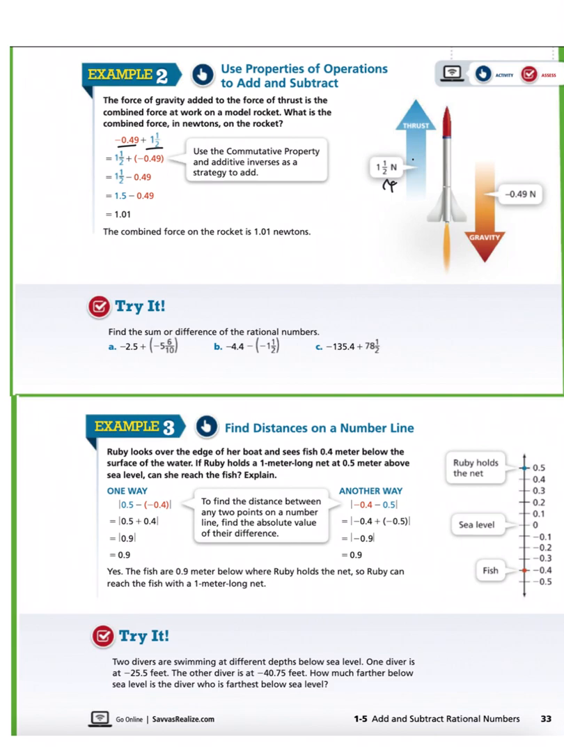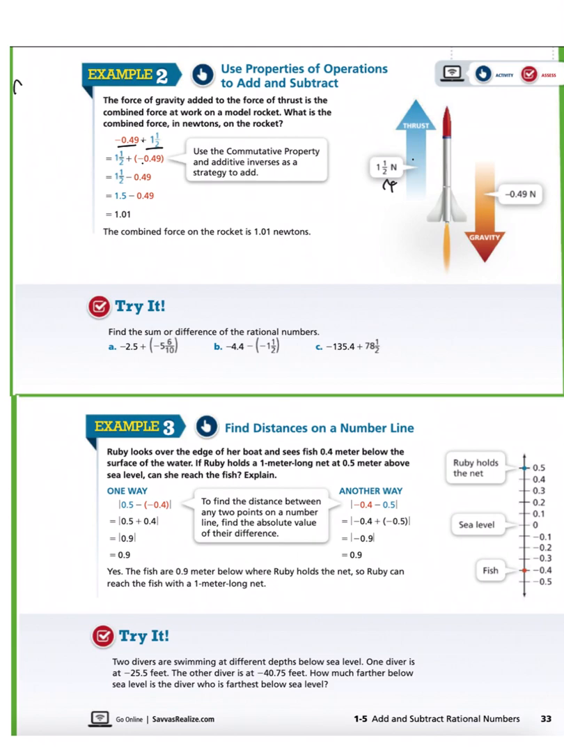newtons is. You can use the commutative property and add the inverse as a strategy to add. So we know that negative 4.9 plus 1 1/2, sorry guys. You can switch them as long as you keep your negatives together. So we have now 1 1/2 plus negative 4.9. Well, remember, you can use that additive inverse, add the opposite, or you can subtract the opposite. So if we are adding a negative, you can subtract a positive.